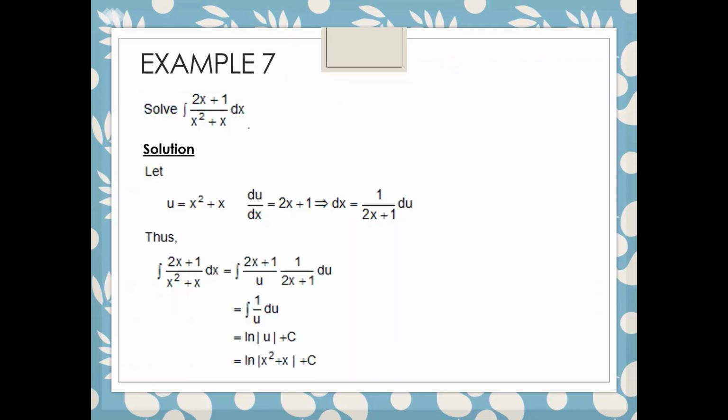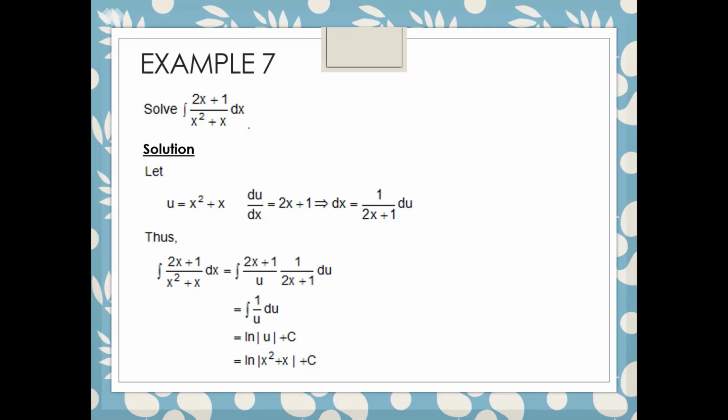Refer to example 7. To identify the degree of a function, you need to refer to the highest power. See that the degree of numerator is less than the degree of denominator. That is, degree of p is 1 and degree of q is 2. Thus, this integral consists of a rational function in the form of proper fraction.